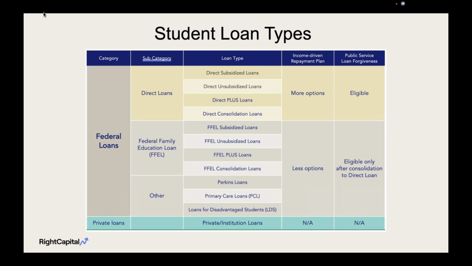So these are just the general types of loans you might see. Federal direct are going to be the most flexible with the most opportunities for you. The older Perkins loans or federal family education loans, these are all good loans to have, but they are not going to have quite as many opportunities for income-driven repayment plans. And also they won't have opportunity for public service loan forgiveness or PSLF, unless, of course, they are consolidated into a direct loan. So it's important, there's context here.